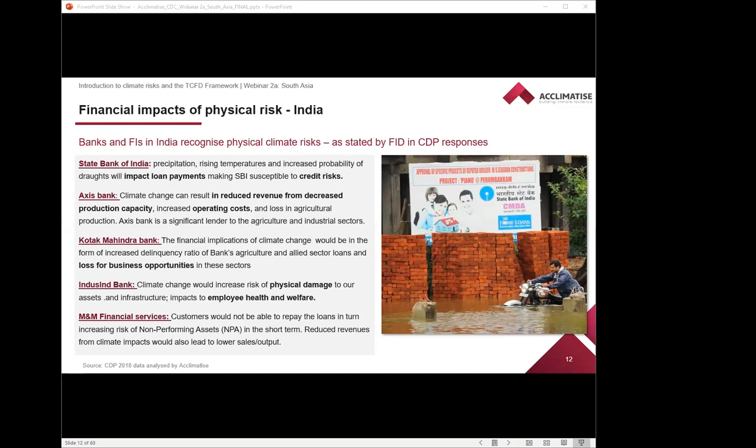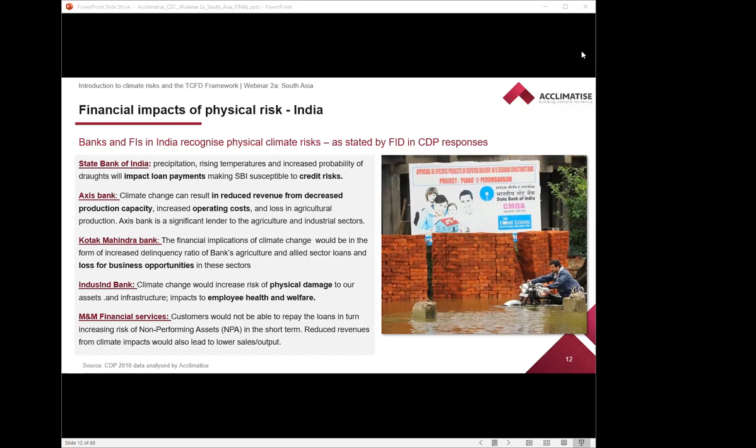The bank, like others, has also talked about business continuity risks for its own operations, so physical damage to its assets and infrastructure, and employee health and welfare. Mahindra and Mahindra Financial Services, which essentially lends to peri-urban and rural customers and actually incorporates some monsoon-based data in its risk models, has also said that there will be an increasing risk of non-performing assets as customers are not able to repay loans. And there will be reduced revenues from climate impacts, which would also lead to lower sales and outputs.